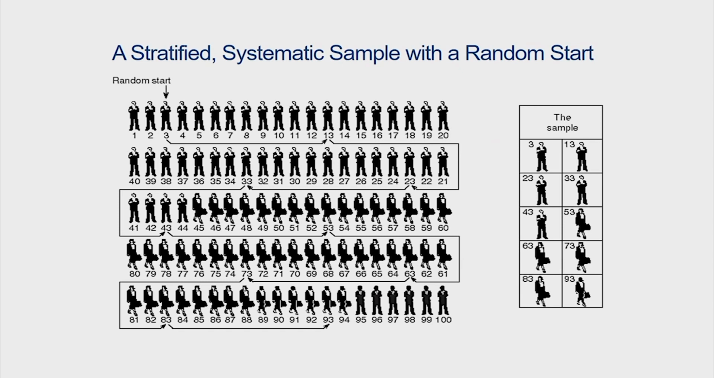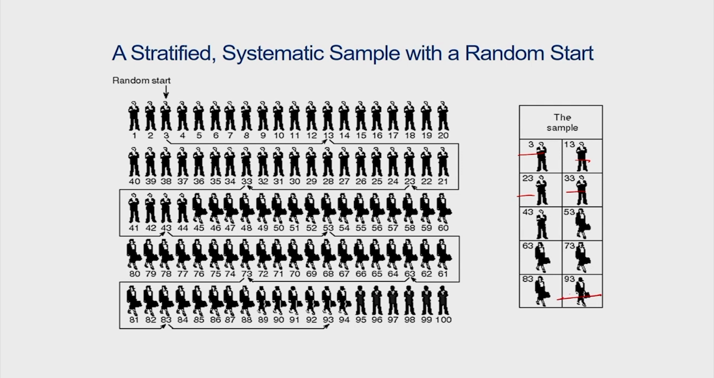So, this is an example of a stratified systematic sample with a random start. Here, let us say we have stratified the sample into different groups. If you look at the pictures here, you would see that the samples have been stratified differently. They are different looking persons and individuals in this picture. However, we are carrying out a systematic sample with a random start. Here we start with the third person, move to the 13th, 23rd, 33rd, and this way we go on to the 93rd person.